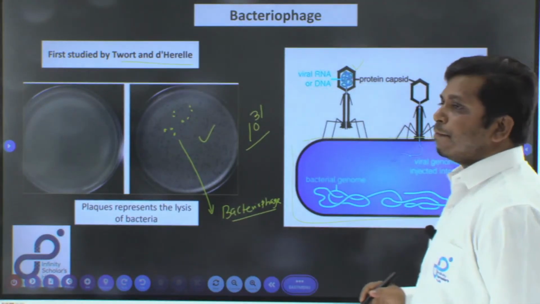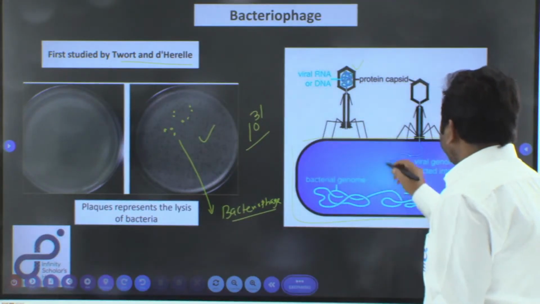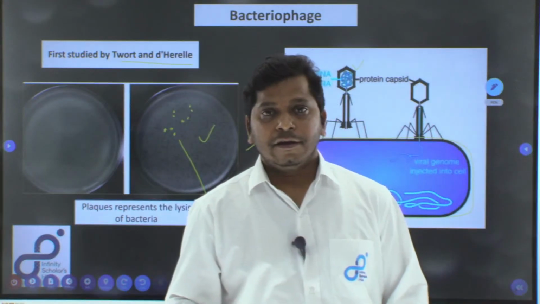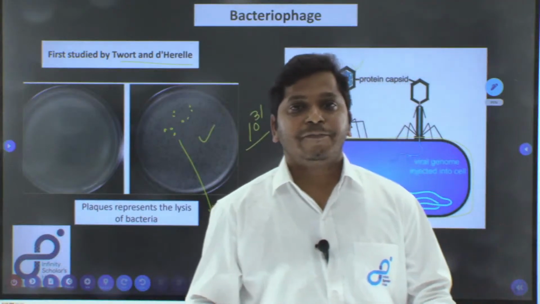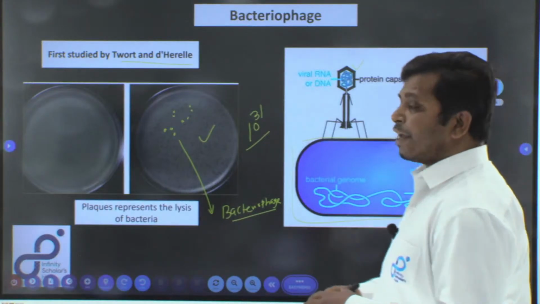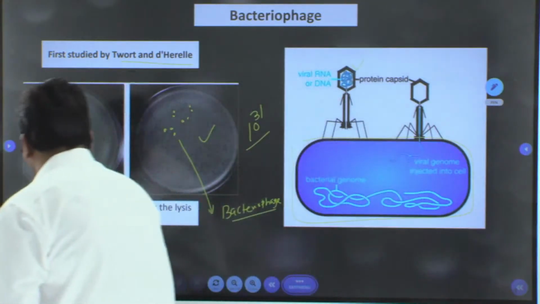Once the genetic material is injected inside the bacterial cell, the virus will start to multiply inside the bacterial cell. Once they start multiplying, they will produce a large number of bacteriophages. And this is how the bacteriophages start growing inside the bacteria. So let us look at that process in much more detail.